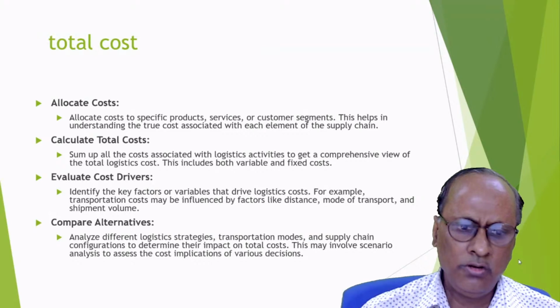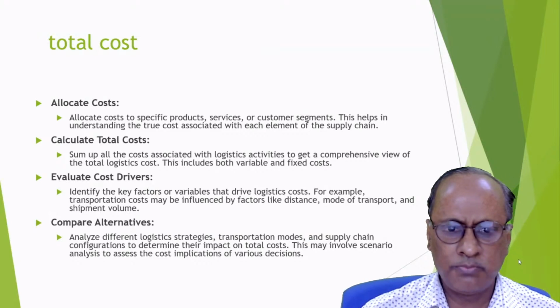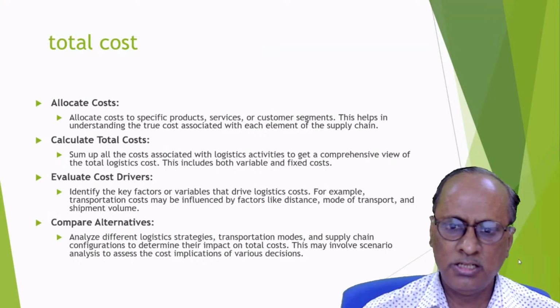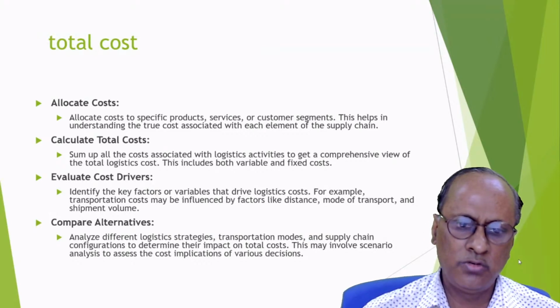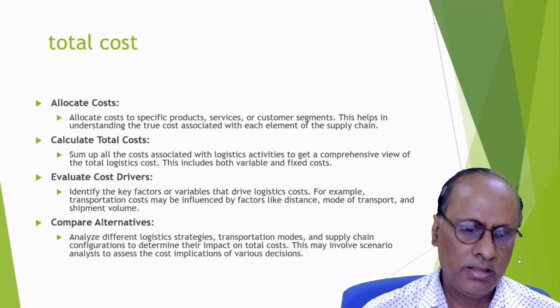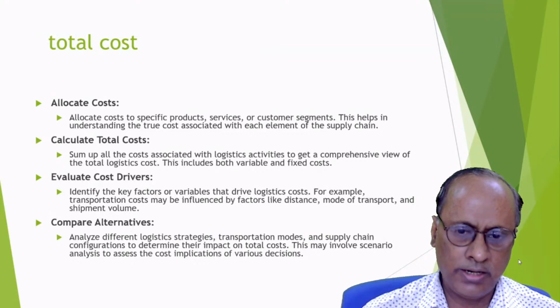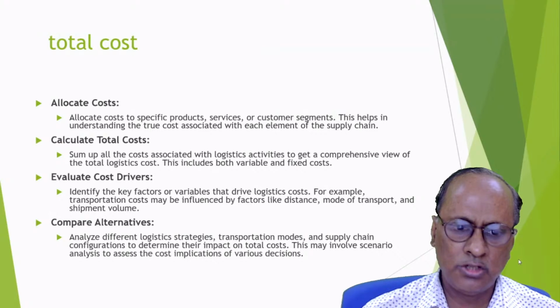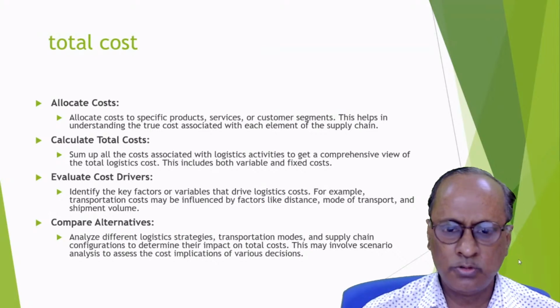Then allocate costs to specific products, services, or customer segments. This helps in understanding the true cost associated with each element of the supply chain. Then sum up all the costs associated with the logistics activities to get a comprehensive view of the total logistics cost. This includes both variable and fixed costs.